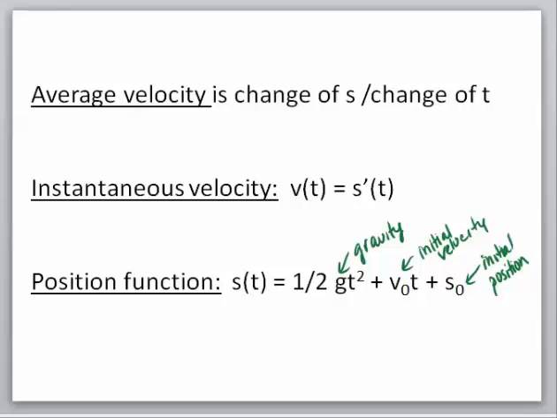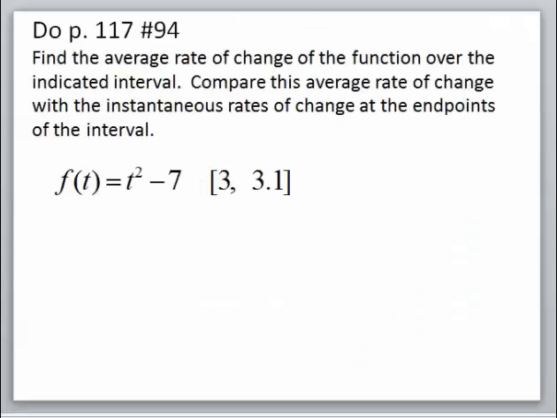And I'll come back to this slide in the second video as well to explain these a little bit more. Alright, in this problem we're going to find the average rate of change, and then we're going to compare the average rate of change with the instantaneous rate of change on the endpoints. So let's go ahead and find the average rate of change first.